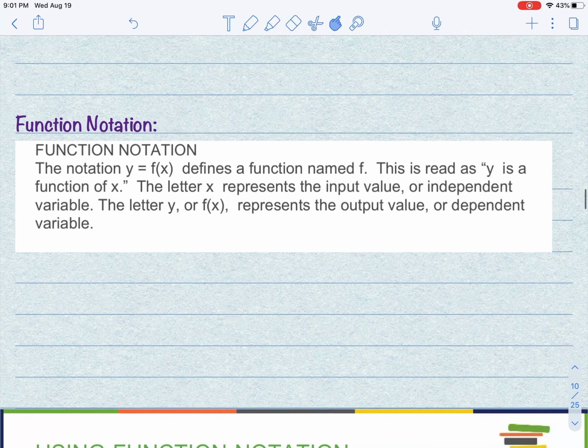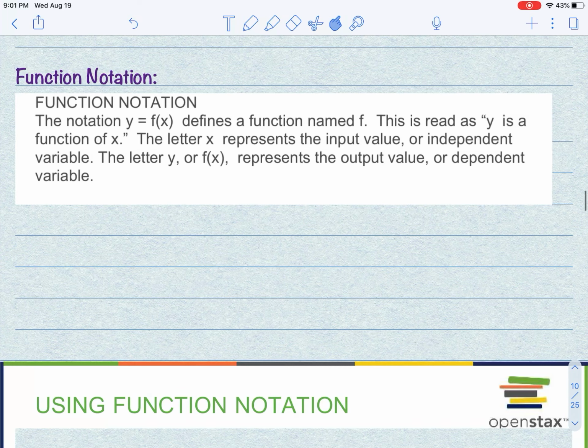All right, so now we're going to talk about function notation. When we talk about functions, we often use a different type of notation, and you may have seen this notation before.